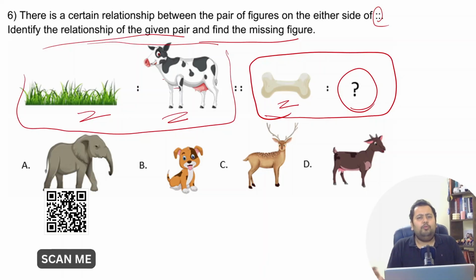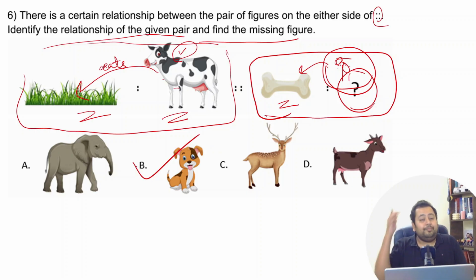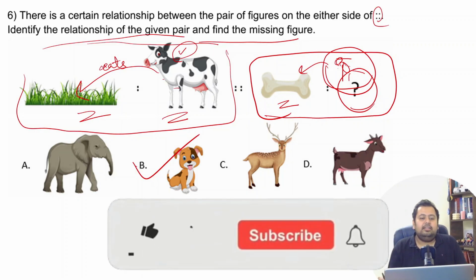Great. I hope you would have got it correct. So what does a cow eat? A cow eats grass, right? So cow eats grass. So we have to now find out an animal that eats bone, right? So which animal eats something like this? It is nothing but a dog. So option B is your correct answer.